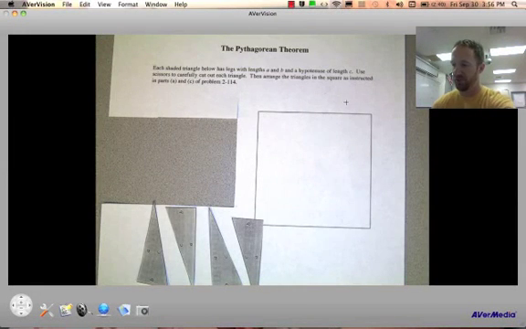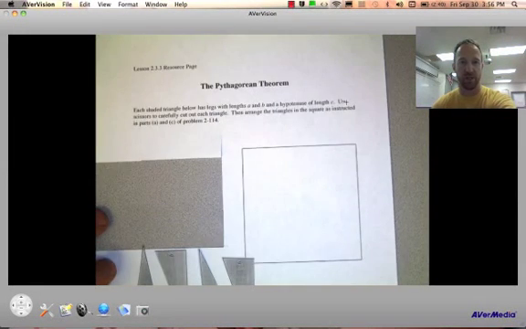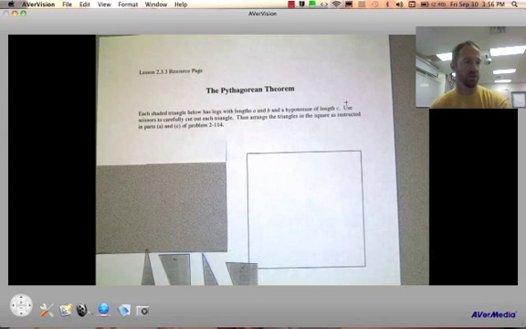Hello there, everybody. This is lesson 2.3.3. It's called the Pythagorean theorem.